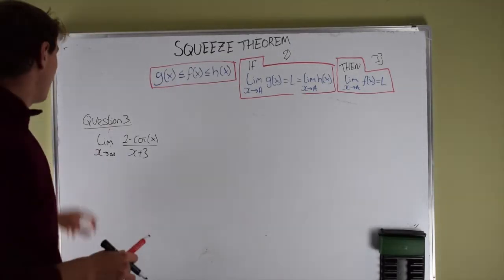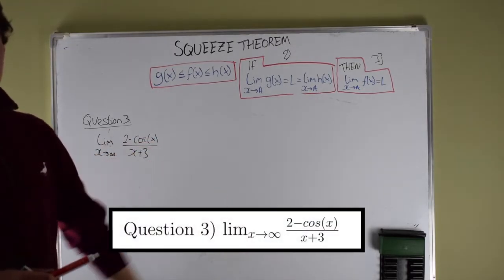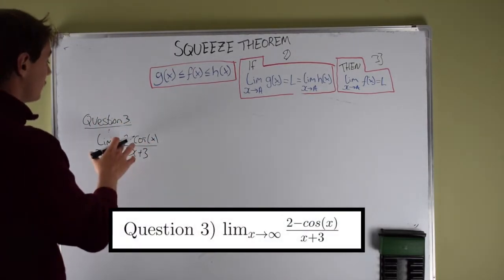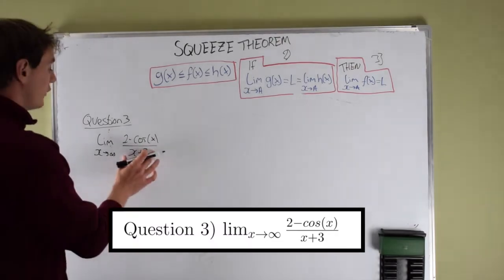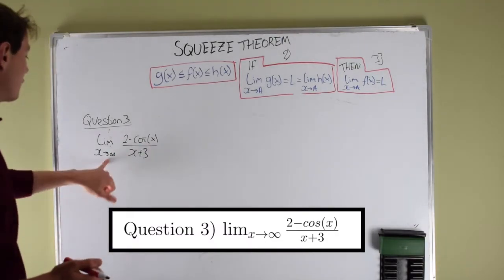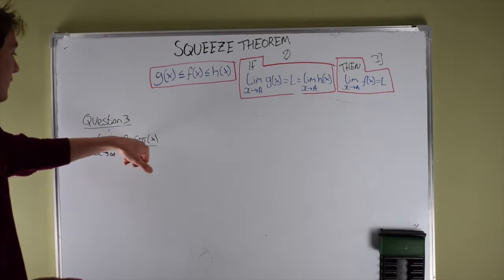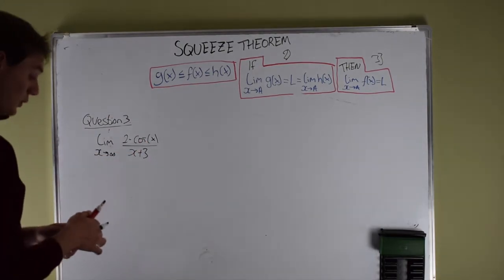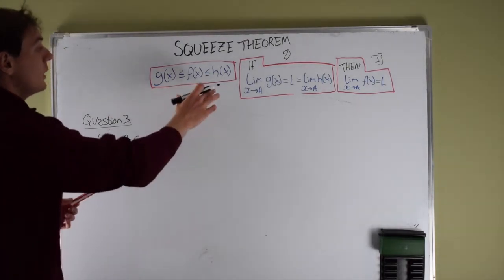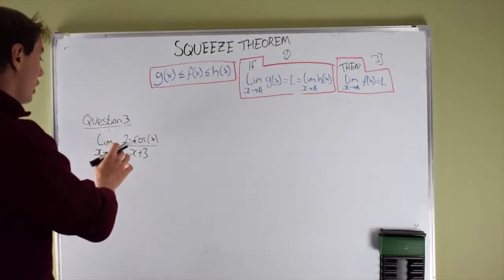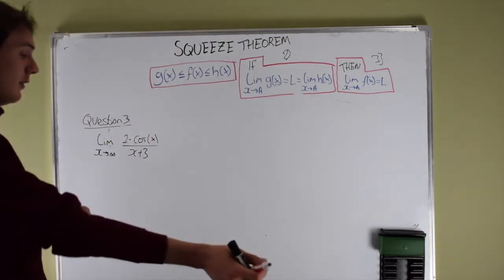Okay, so the third question we've got is the limit of x tends to infinity, just like the last question, of 2 minus cosine x all over x plus 3. Now obviously you can't, again, just put this in because cosine of infinity doesn't exist because it's bounded between 1 and minus 1. So that's when you know you've got a bounded problem and you can't just plug the limit in, you need to use squeeze theorem.